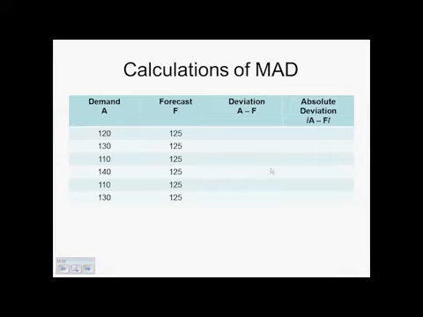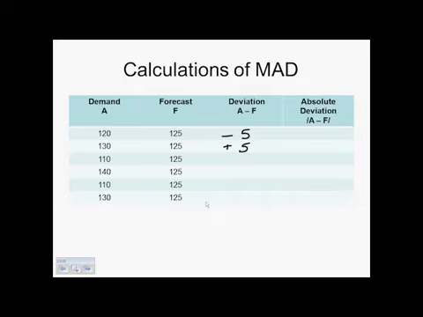So calculating here, we have our actual demand A, our forecasted demand F, and we want to find the deviation of that, A minus F. And literally that is just taking our demand minus the forecasted demand. So 120 minus 125 is a negative 5. Or 130 minus 125 is a positive 5.